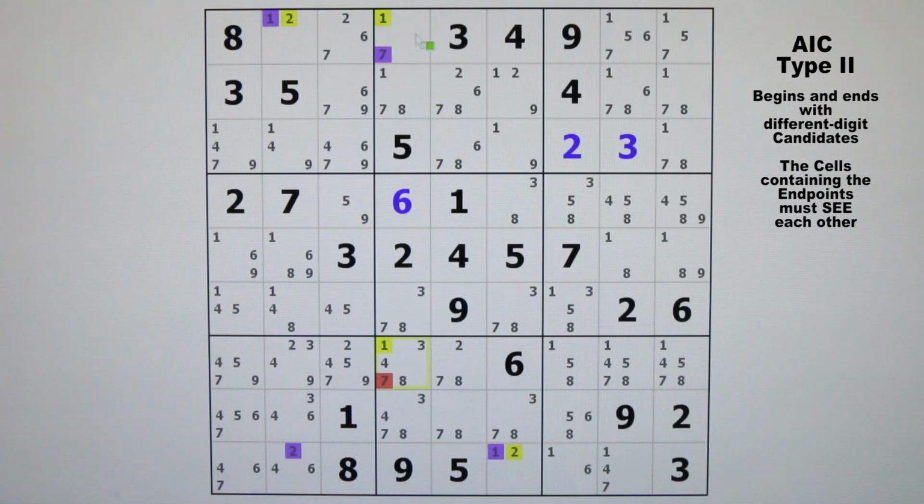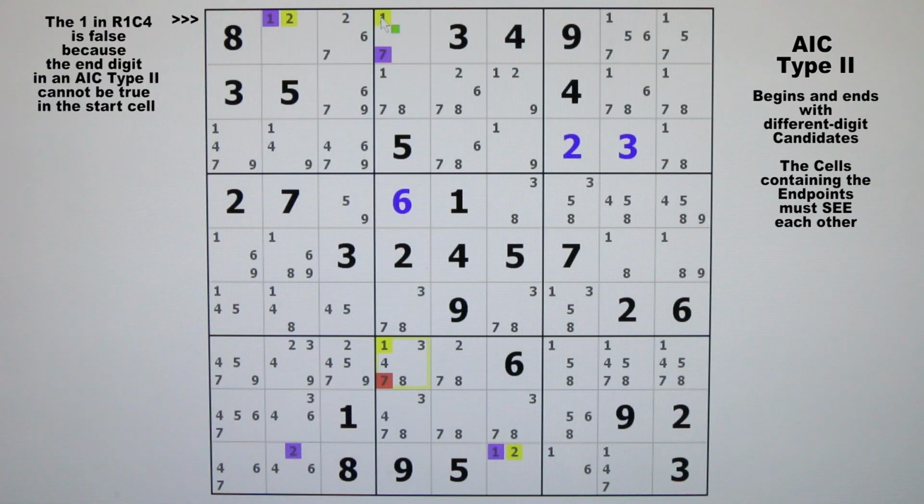Now, here we have a bi-value cell on one end, and we have a cell that contains more than 2 candidates on the other end, and this comes up quite a lot. And you'll get AIC type 2s that have multiple candidates in both ends, but most of the time you'll see bi-value cells on one or the other or both ends of the chain. So there you have it. There's the proof again. So we know that now we can eliminate this 1 as being false, and we can eliminate the 7 as being false. So now we can solve this square for 7.